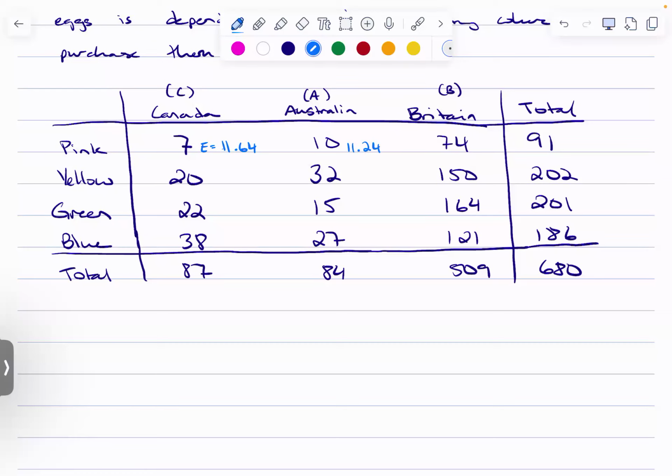11.24. 91 times 509 divided by 680. 68.12. Technically, these expected counts should add to 91, but because we're rounding, as long as you're kind of close, with the rounding taken into account, then you can check it that way, but I'm going to keep going. Hopefully I didn't do it weird.